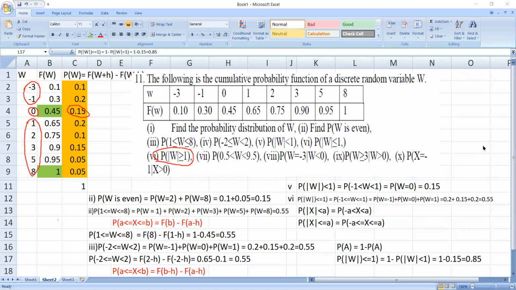Now try the next case. Next one is very simple. W between 0.5 and 9.5.